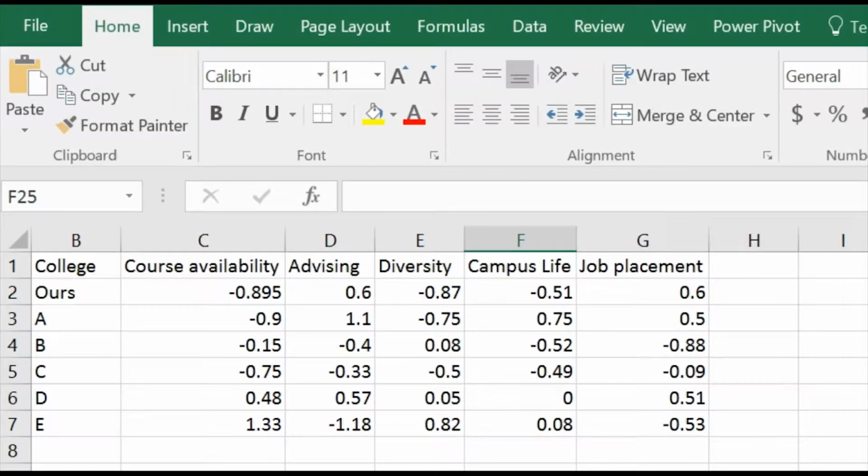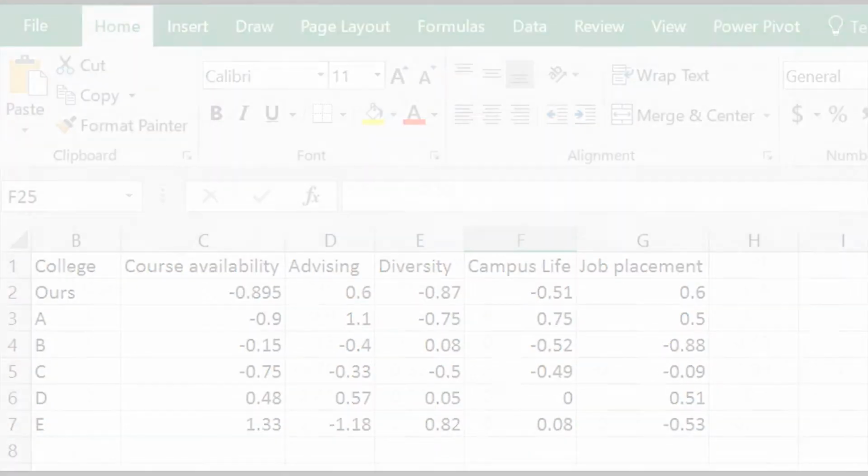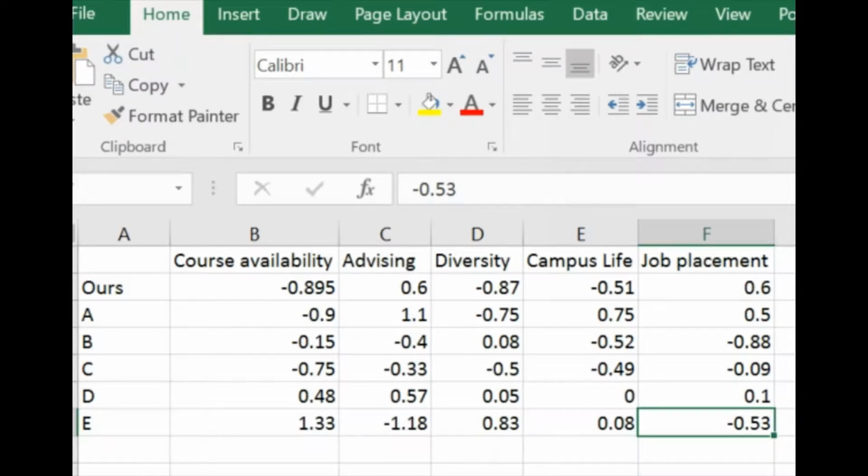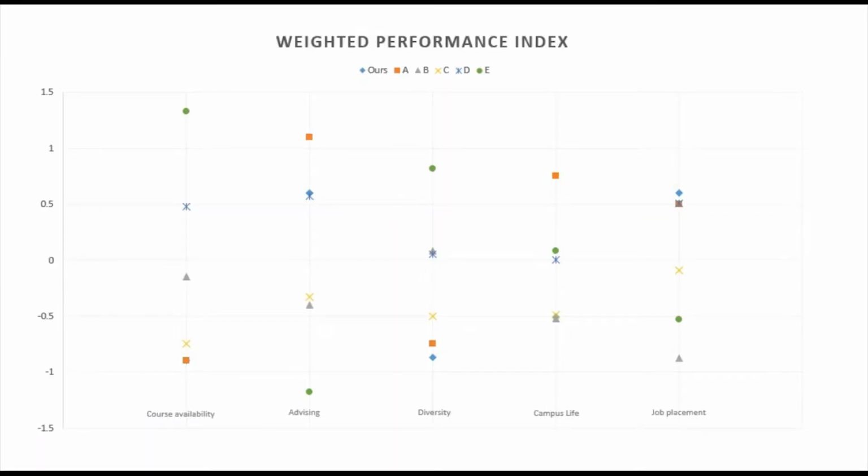I worked up a small fictional data set from a comparative study of survey results from 6 colleges across the United States. The survey results are in, and there's a weighted index of all the questions based on 5 categories. These 5 categories are job placement, campus life, diversity, advising, and course availability. The weighted performance index is the only data that the survey administrator gave you. In other words, it's a pre-calculated metric that summarizes all of the data. The lower the number, the worse the performance is. The higher the number, the better the performance is. It's straightforward to graph the results as I've done.